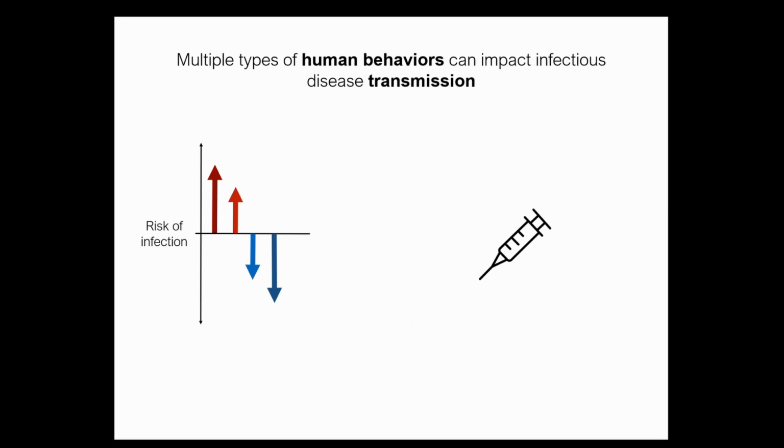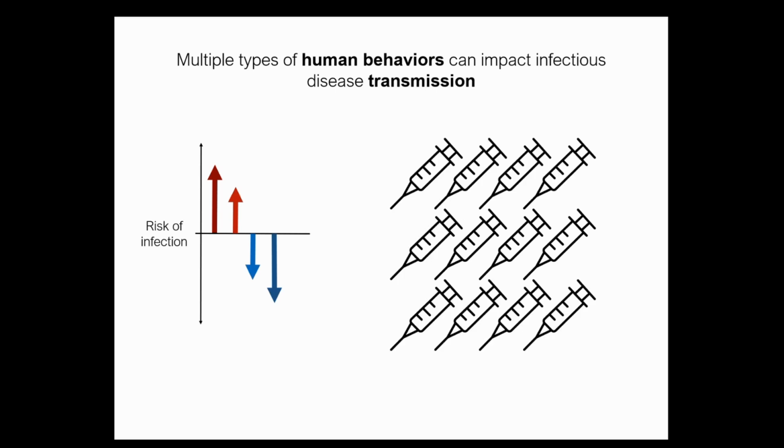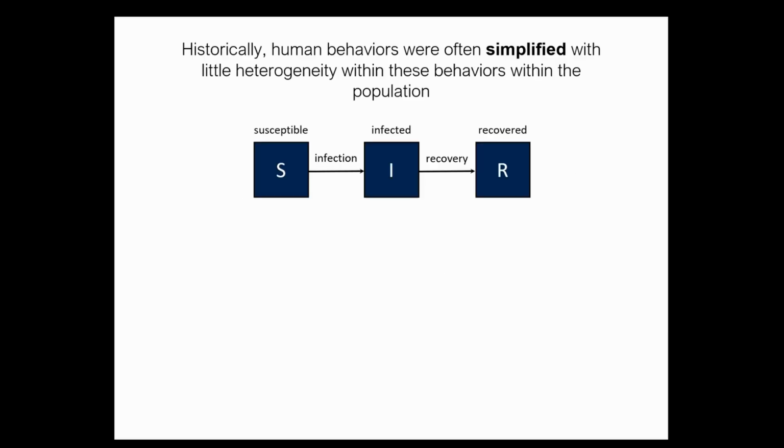And other things like vaccination. So even though you might be at a high risk behaviorally, if you're vaccinated, then you might not actually be susceptible. And if you're able to do this on a population level and not just on the individual level, you may also have some indirect benefits. Historically, the most simplified compartmental models that have been used really simplify a lot of these behaviors that are driving transmission, and in particular, really simplify the heterogeneity amongst the population.